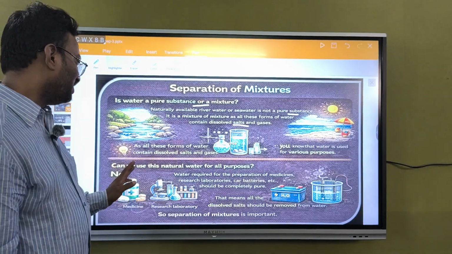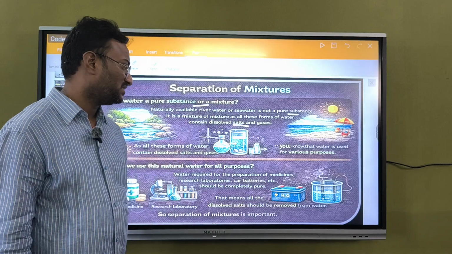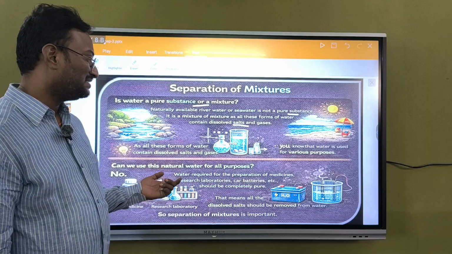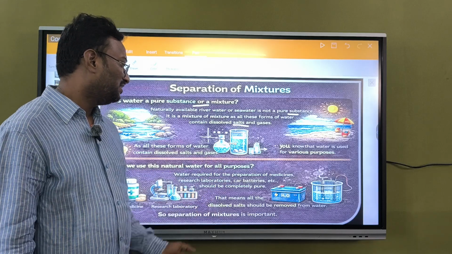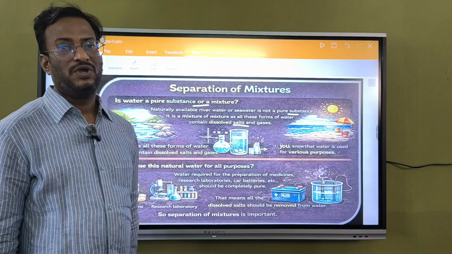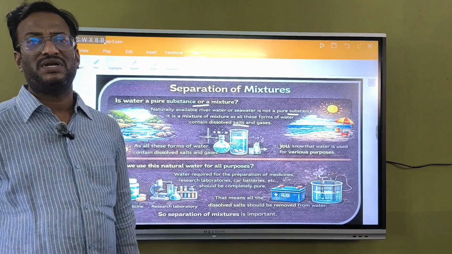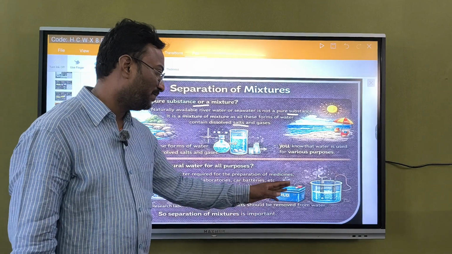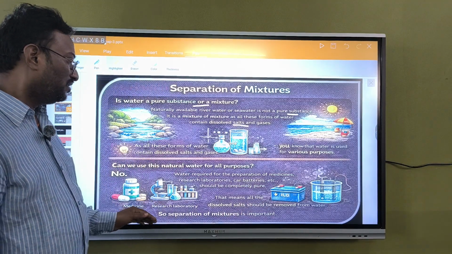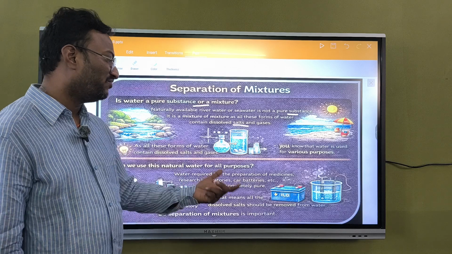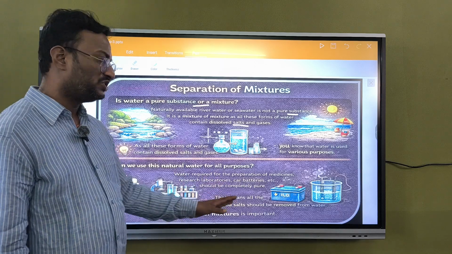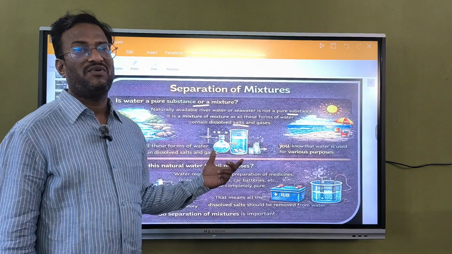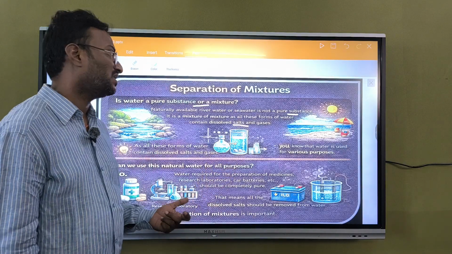Next, can we use this natural water for all purposes? No. Water required for the preparation of medicines, research laboratories and batteries should be completely pure. We should remove salts and some unwanted things from the water. This means all dissolved salt should be removed from water. That is what we call distillation, distilled water. So separation of mixtures is important. We cannot use general sea water or river water for all purposes.